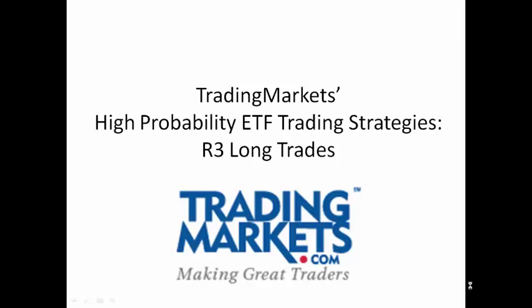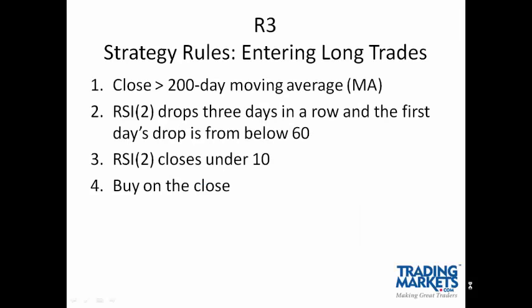In this presentation, we'll be presenting the rules and showing examples of the R3 trading strategy. This strategy was first published in the TradingMarkets book, High Probability ETF Trading Strategies. The rules are designed to identify a long-term uptrend and then a pullback during that uptrend. The strategy is based on the two-period RSI, RSI being the popular relative strength index, calculated with just 2 periods.